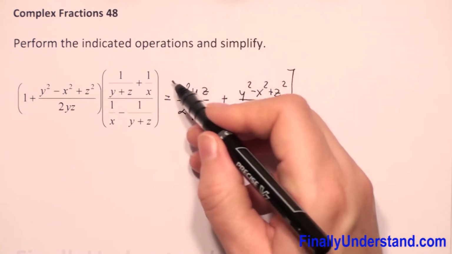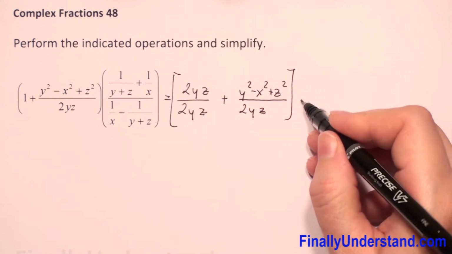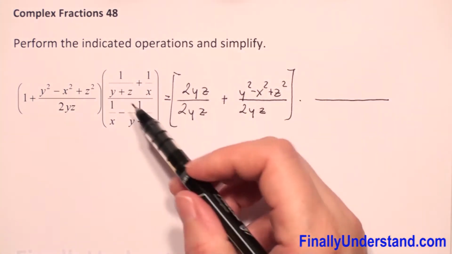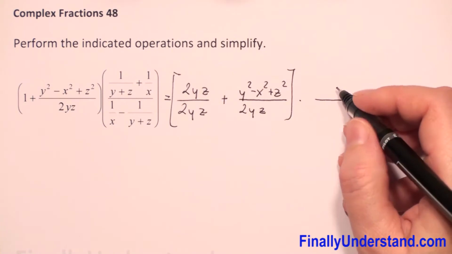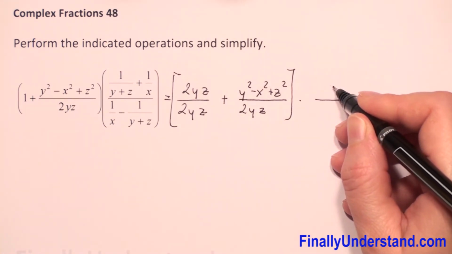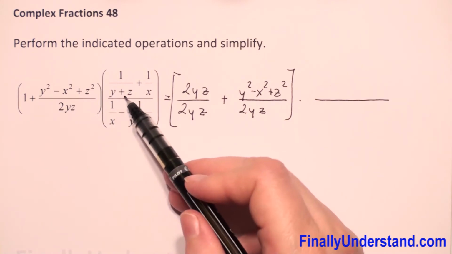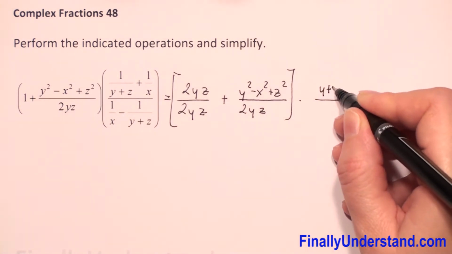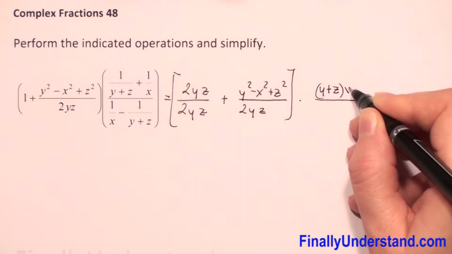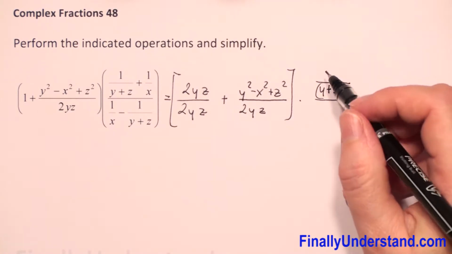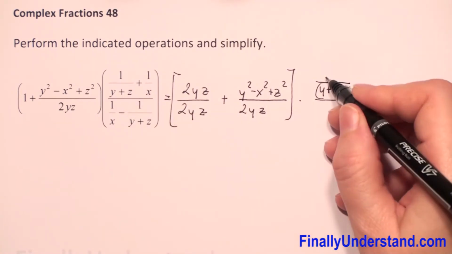Let me put this in brackets. And next we have times. In the numerator we have addition of algebraic fractions, so again we have to have the same denominator. The same denominator will be x times y plus z. So I need to multiply y plus z times x. Whatever I did in the denominator, I have to do the same with the numerator. So 1 will be times x.